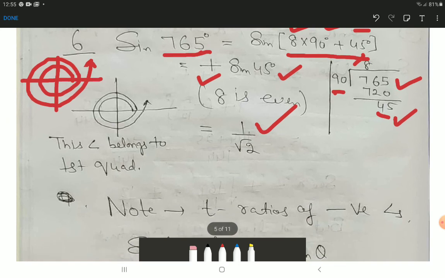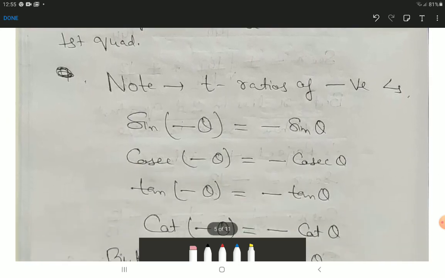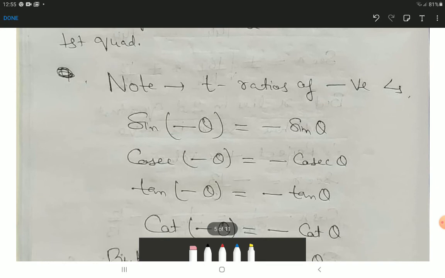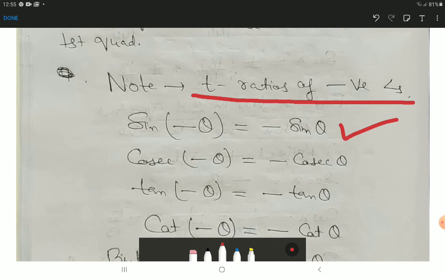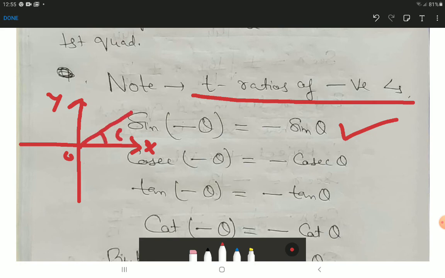Taking more examples for better clarity. One more thing I am telling you, trigonometric ratios of negative angles, how these are to be computed. Sine of minus theta is minus sine theta. Now what is this negative angle? Let me tell you. Positive angles are taken in the anti-clockwise direction. From the x-axis you will have to move in the anti-clockwise direction. For negative angles we will move in the clockwise direction. So if this is theta, this will be minus theta.